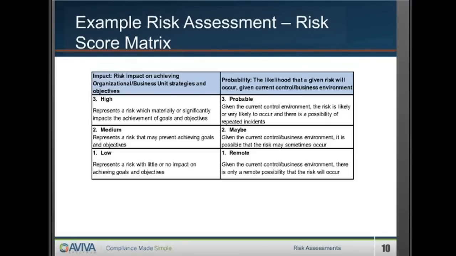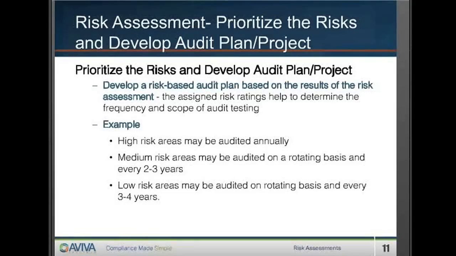So now we're going to move on to the third section in the planning process, which is prioritizing the risks to help us develop the audit plan or audit project. In prioritizing the risks, we're going to develop a risk-based audit plan based on the results of our risk assessment. For example, having looked at the risks, the categories, risk factors, and the ratings that we've assigned, it will help us determine the frequency and the scope of audit testing. And this will also help us provide sufficient coverage for the areas that we want to audit.